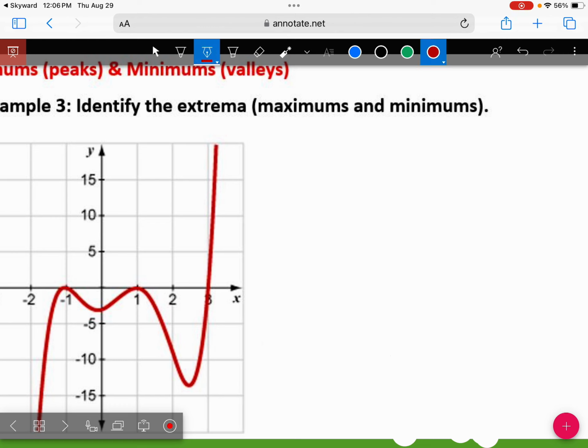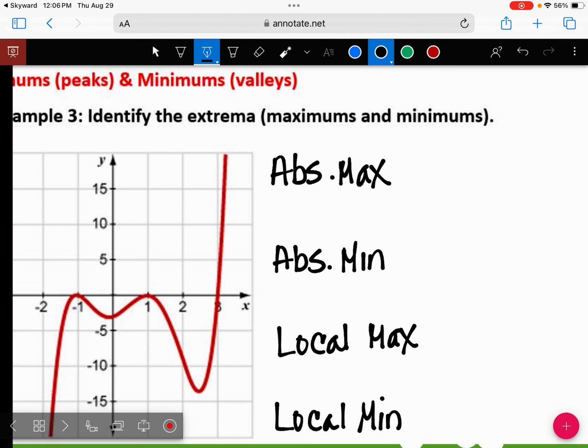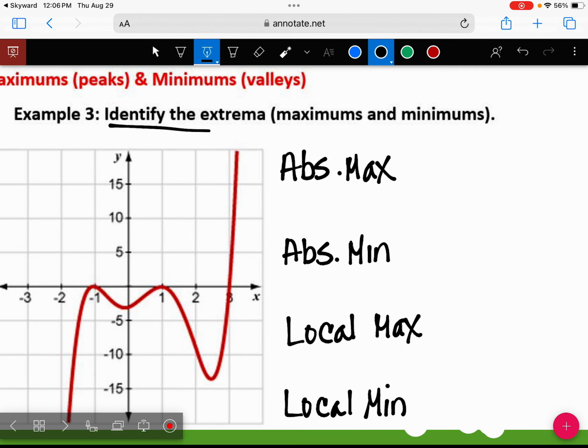All right, so for this graph, we're going to find the absolute max, figure out where our absolute mins are, our local max, and our local mins. Now, when you're asked to identify extrema, this is going to be an ordered pair.